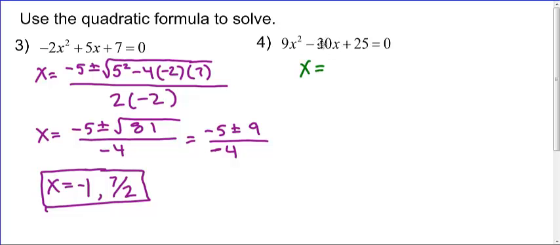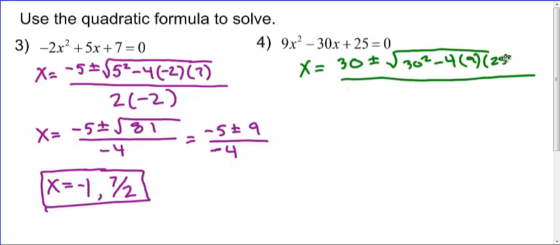Now notice here the b term is negative already, so I'm going to change the sign. Plus or minus the square root of 30 squared minus 4 times 9 times 25, all over 2 times 9. All right, now these numbers are getting a little bit bigger. I'm going to work inside that radical, and I'm actually going to use my calculator for this. I'm punching it in right now.